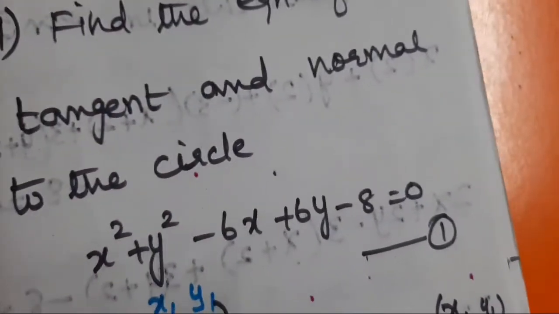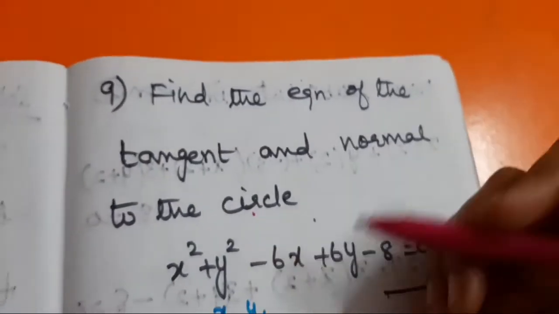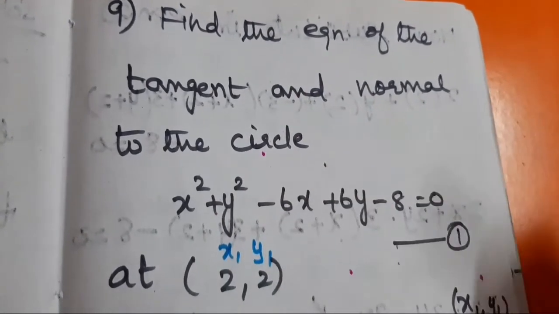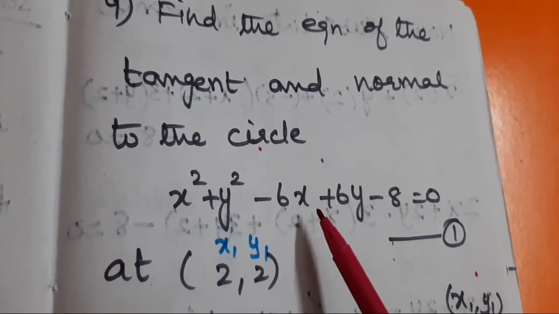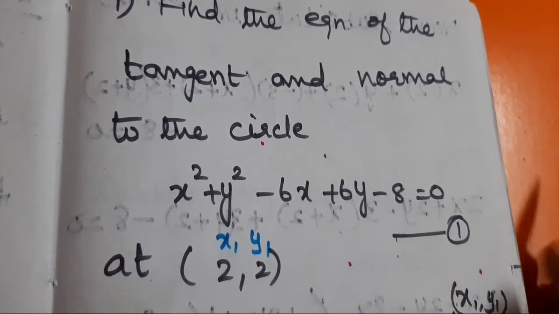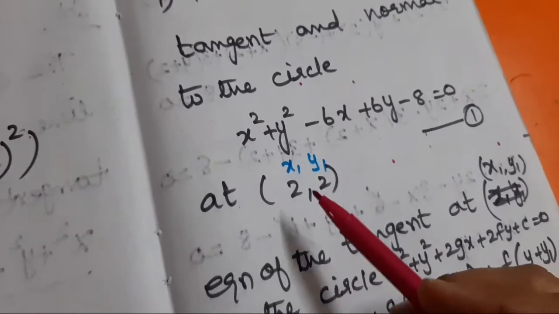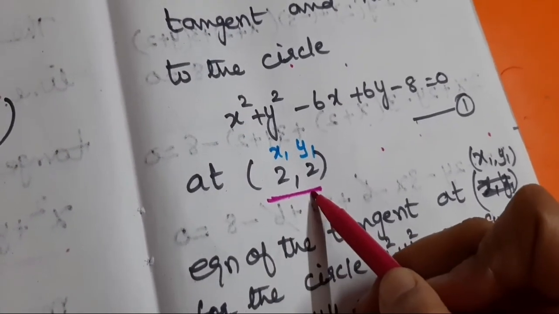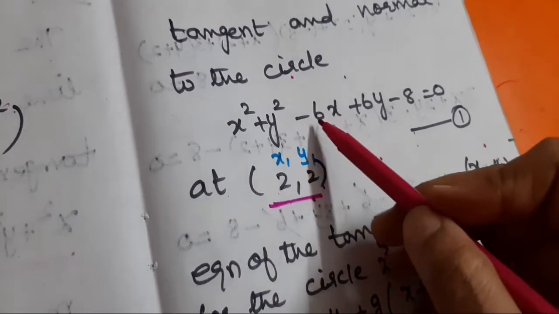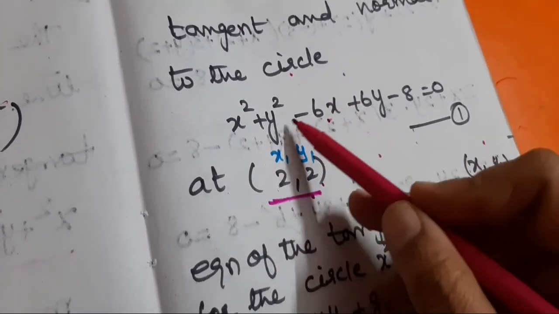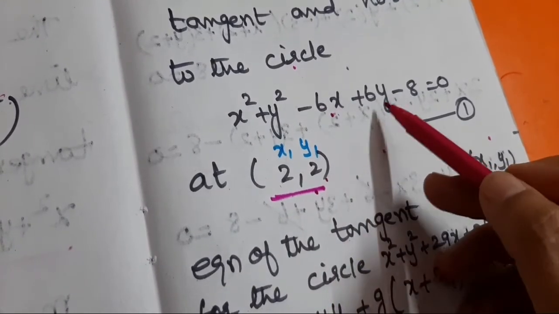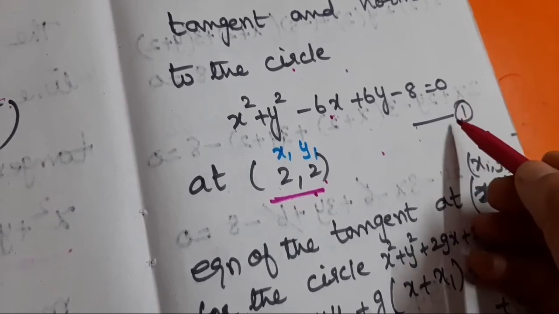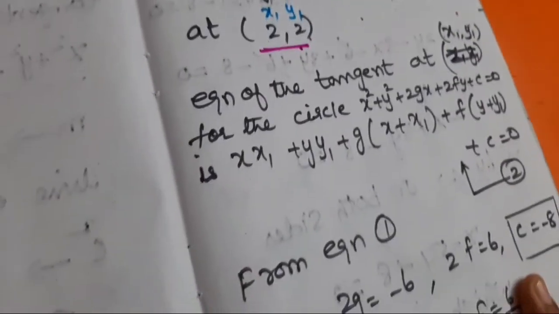Now the ninth question is: find the equation of the tangent and normal to the circle x square plus y square minus 6x plus 6y minus 8 is equal to 0 at (2, 2). So at this point (2, 2), for this circle, I want to find out the tangent equation and normal equation.